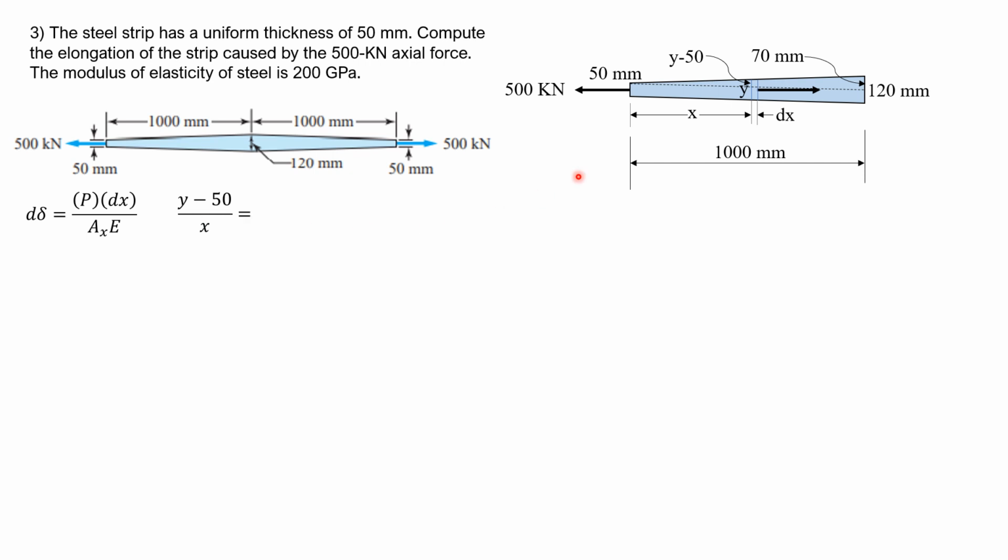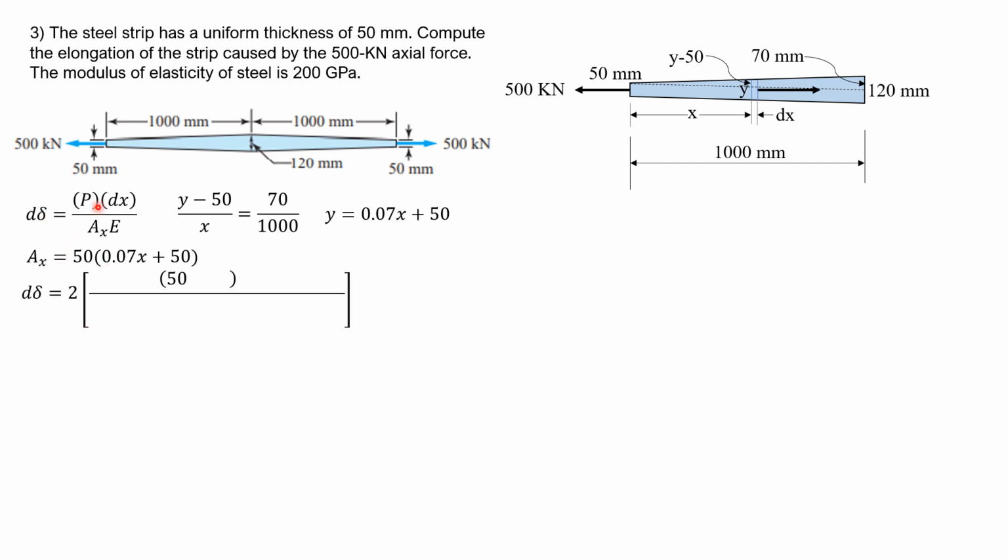So y minus 50 over x equals 70 over 1000. Therefore, y is 0.07x plus 50. So that's the expression for y. Substitute it here. So Ax, by the way, is 50 mm, the thickness perpendicular to the board, times height y, 0.07x plus 50. So substitute into this formula.